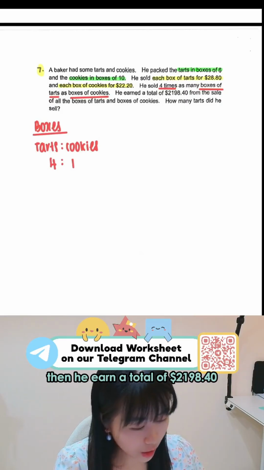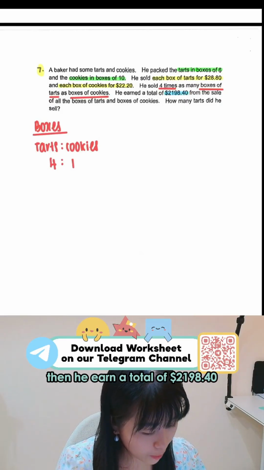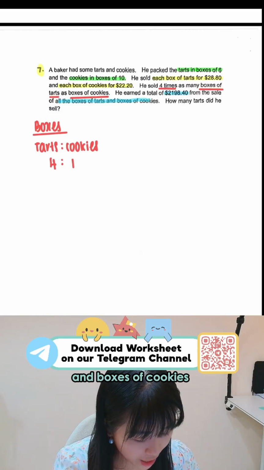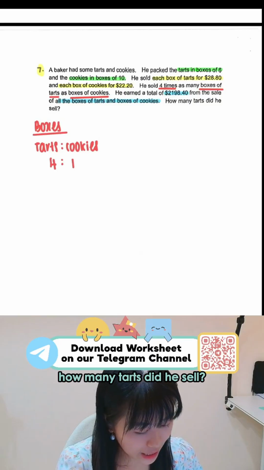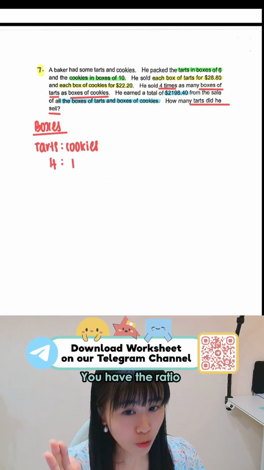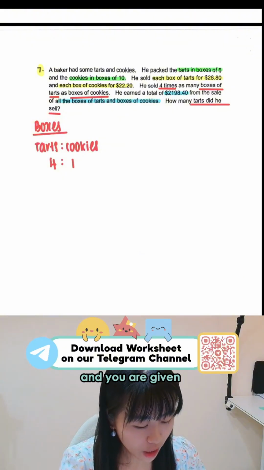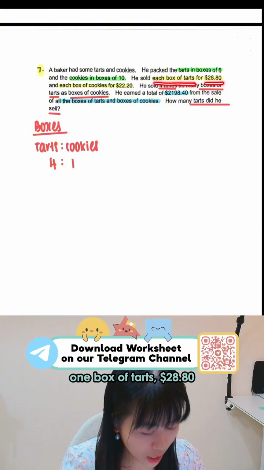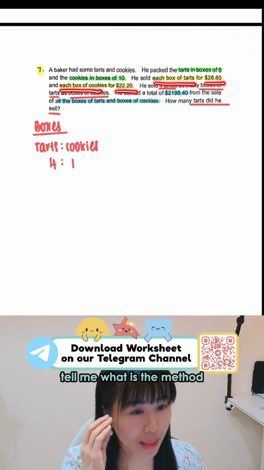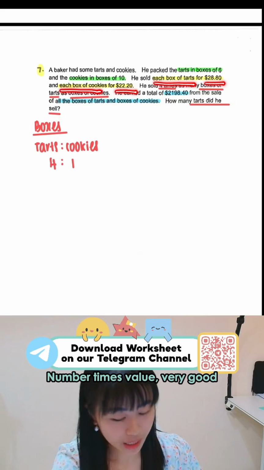Then he earned a total of $2198.4 from the sale of all the boxes of tarts and boxes of cookies. How many tarts did he sell? You have the ratio for the number of boxes, and you're given 1 box of tarts, $28.80, and 1 box of cookies, $22.20. Tell me what is the method you all should be thinking in your head here. Number times value, very good.